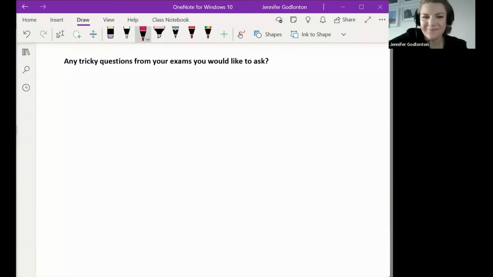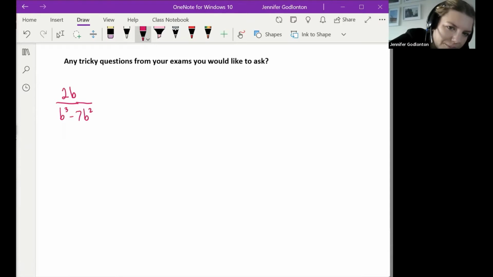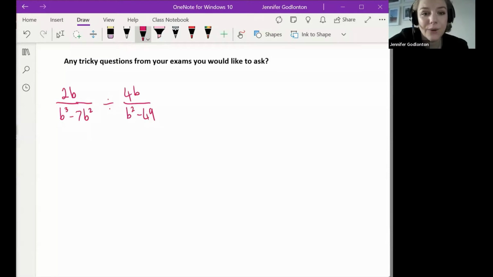Okay, this was 2b divided by b cubed minus 7b squared. Wait, divided by... no, like that whole answer divided by 4b. Got it. Divided by b squared minus 49. Okay. Is that the whole question? Yes.